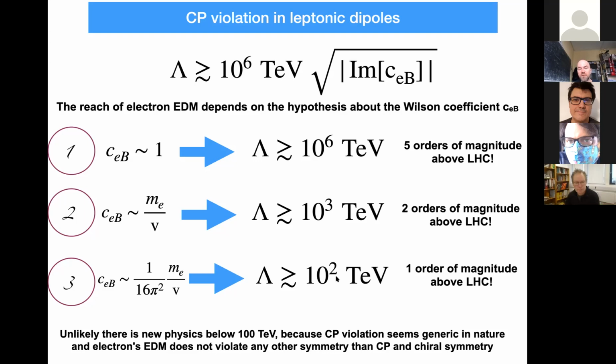convince you that the phases in the Lagrangian are something generic, and this means that there is no reason why phases should be small. The electric dipole moment of an electron doesn't violate any symmetries of the standard model, or so it only violates this approximate chiral symmetry, and it violates CP, both of which are, I mean, the violation of the chiral symmetry is already taken into account in this m_e over v factor, and the CP violation seems to be something completely generic. Phases in the Lagrangian seem to be completely generic. So if you accept this fact, it means that there is no new physics up to 100 TeV.